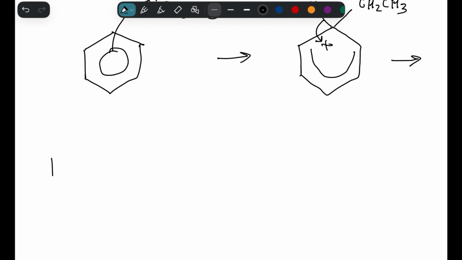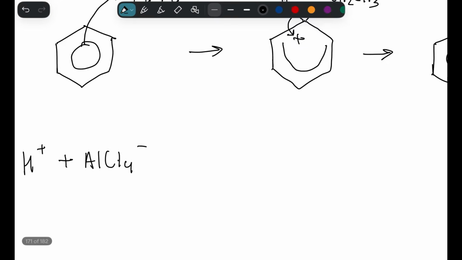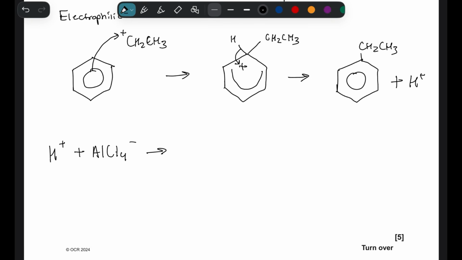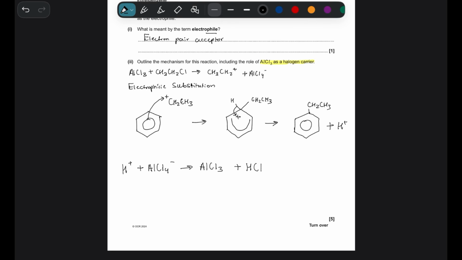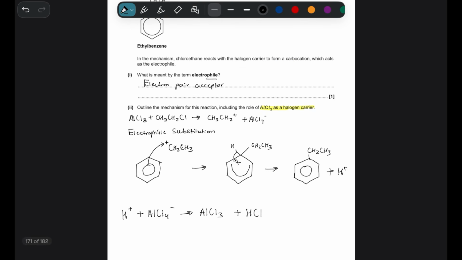So to make sure that hasn't happened, we're going to go back here with the proton and add it on to this thing that we formed. And then what you'll realize is we should be able to form this guy again that we had at the start, and then also, using what we've got left, HCl. So I hope that all makes sense, but that's your reaction mechanism.